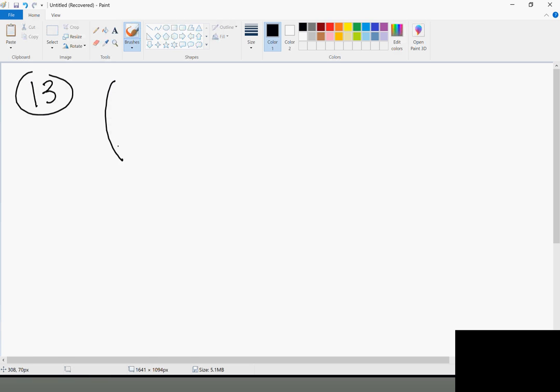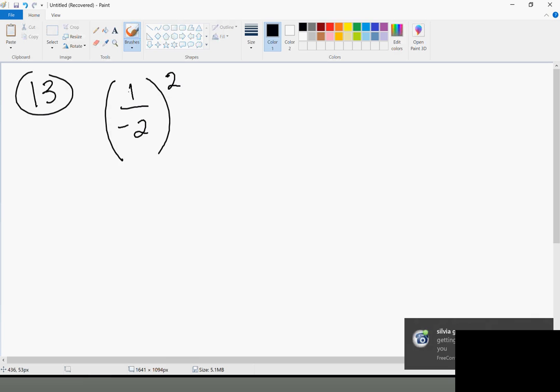Number 13, we have parentheses. 1 divided by negative 2, raised to the second. Okay, so. Yay! Thanks, I'm glad it's getting easier. That's why I'm here. Okay, so we have 1 over negative 2, squared.